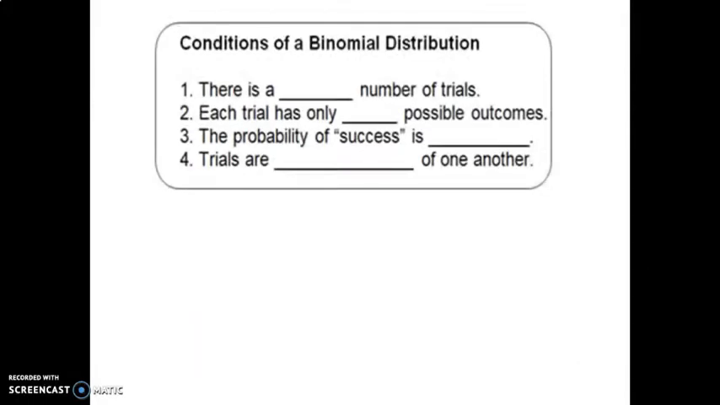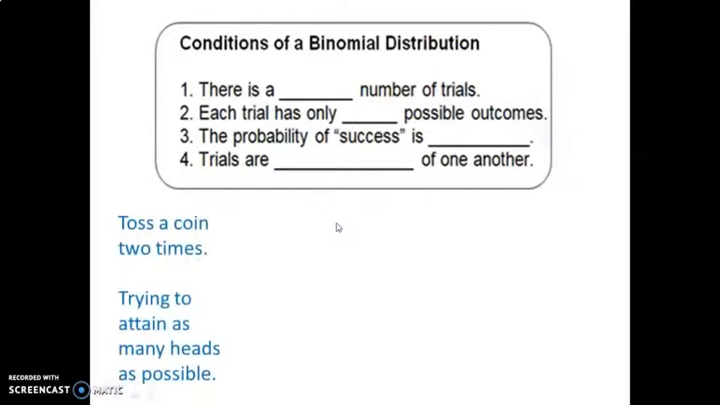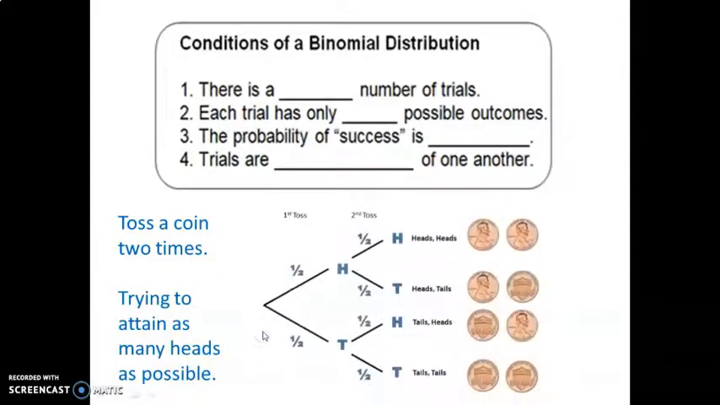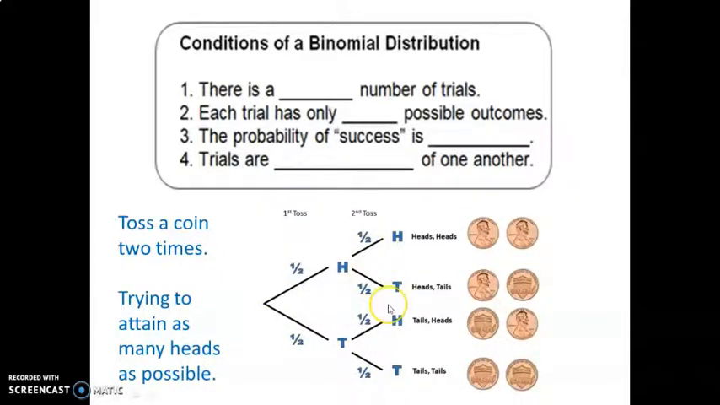Okay, so we are ready to talk about the binomial distribution. Binomial distribution models things such as this. For example, let's say we toss a coin 2 times and we are trying to attain as many heads as possible. So here is a tree diagram representing that coin toss situation.